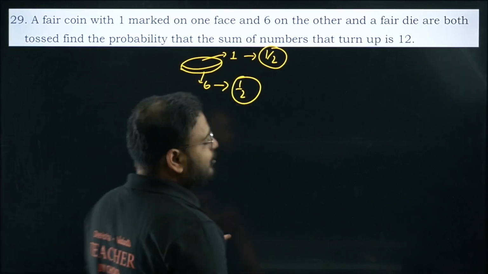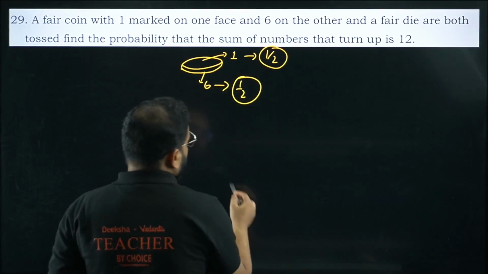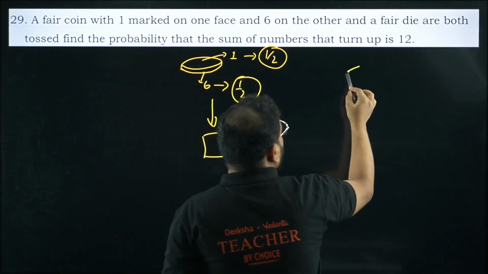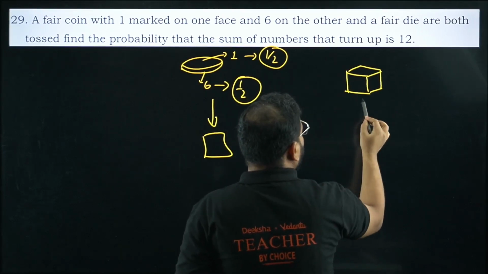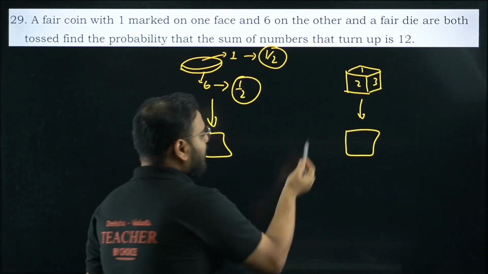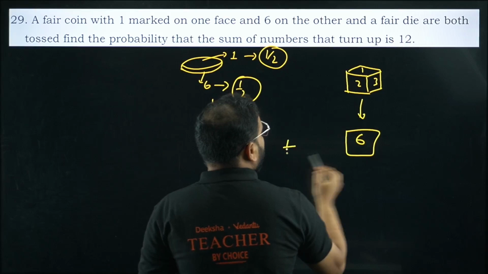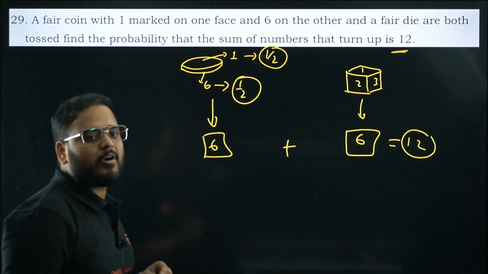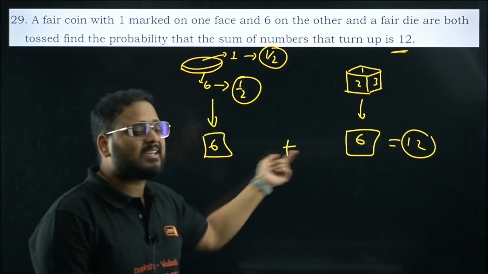Fair die means you'll have numbers 1 to 6. The sum to be 12. Let's say this is the outcome of the toss, and this is the outcome of the die, right? I write the outcome over here. What is the die going to be? 1, 2 and 3, like that. So the outcome of the die will be, let's say this is going to be 6 and this 6, then only the sum will make 12, right? We're looking for the probability that the sum of the numbers turns up to 12. That can only happen if it is both 6 and 6.